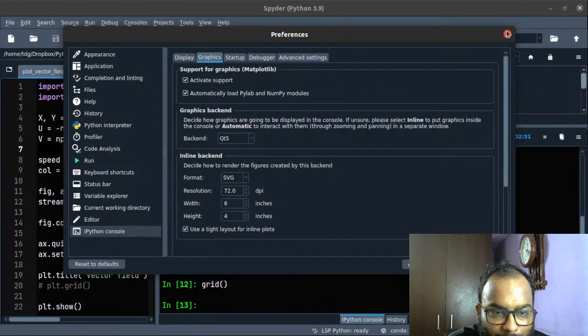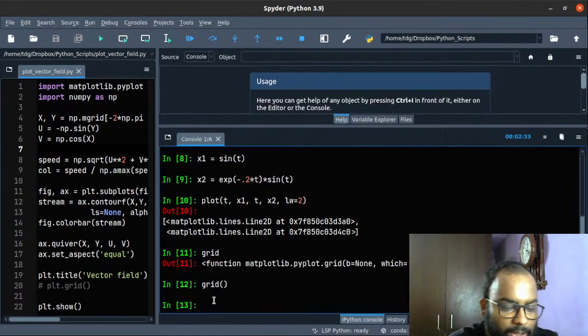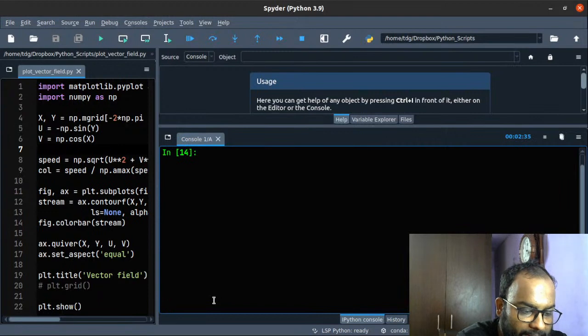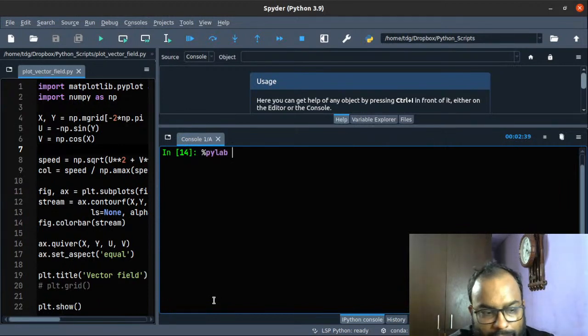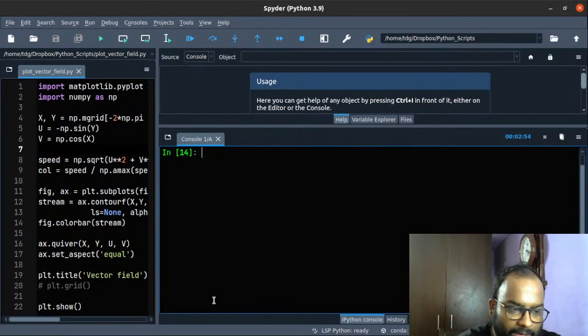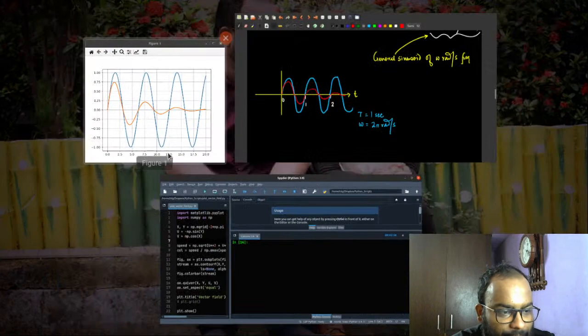So whenever I launch Spyder, it is actually doing something like percent pylab for me. That's a magic command that we use in Google Colab as well as in Jupyter Notebook to import most of the things from NumPy and Matplotlib. That is happening by default because I have checked a certain checkbox in the settings, because of course I often use this for this sort of tasks.